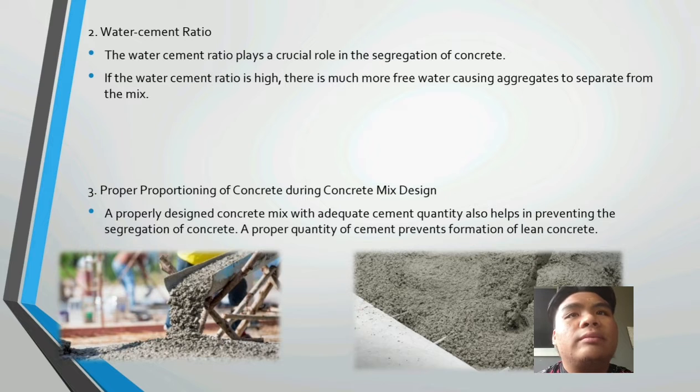Okay, number 2, water-cement ratio. The water-cement ratio plays a crucial role in the segregation of concrete. If the water-cement ratio is high, there is much more free water, causing aggregates to separate from the mix. Number 3, proper proportioning of concrete during concrete mix design. A properly designed concrete mix with adequate cement quantity also helps in preventing the segregation of concrete. A proper quantity of cement prevents formation of lean concrete.